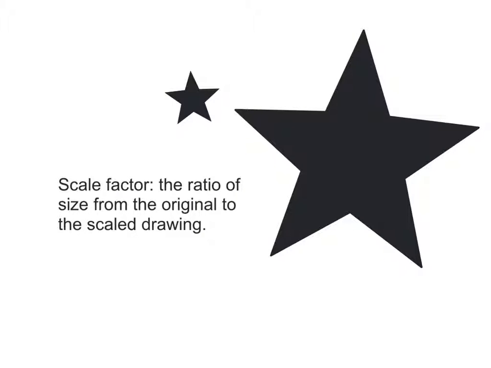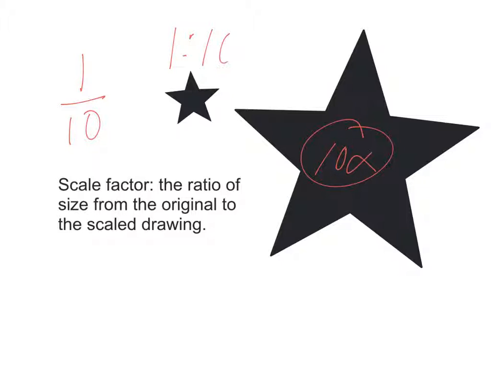All right. So an important part of scaling figures is the scale factor. And this is where the math part comes in. This is the ratio of the size from the original to the scale drawing. So say you have these two stars here, and you're like, okay, well, what's the ratio? I don't know if this is mathematically correct, but let's say that this star here is 10 times bigger. So your ratio would be a 1 to 10 ratio, where one of these stars you multiply by 10 and you get to this star here.